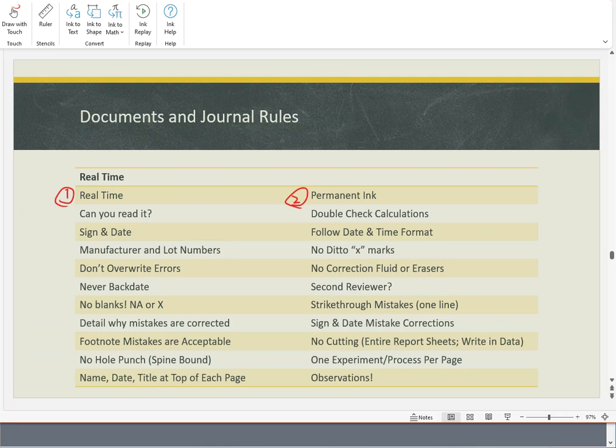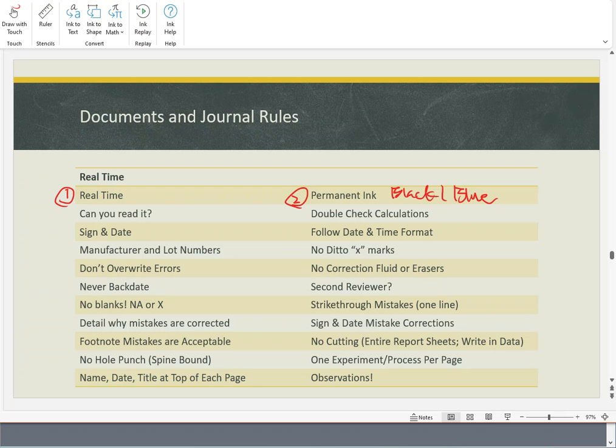Number two, I'm going to have to use permanent ink in order to document those things on a piece of paper or in a lab journal or a notebook. Permanent ink is going to typically include black and or blue ink, no other colors. Actually, some people are even stricter, and they might say black only. So this is going to be made up with the company. The company will let you know what their policy is.